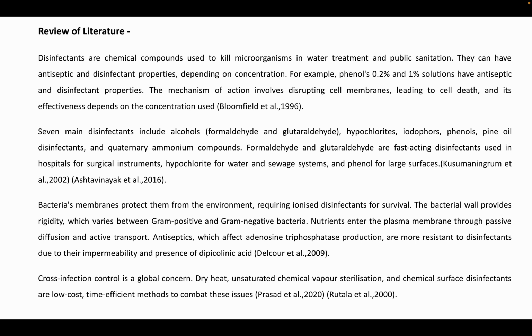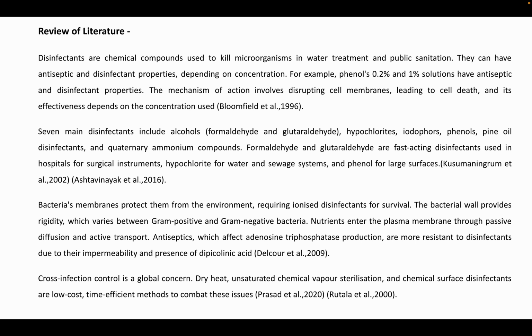For example, phenol at 0.2% concentration behaves as an antiseptic, which is harmless to the tissue, but at 1% concentration, it behaves as a disinfectant, which is harmful to the tissue. The mechanism of action involves disrupting cell membranes, leading to cell death, and its effectiveness depends upon the concentration used. There are several main disinfectants which include alcohols, hypochlorites, iodophores, phenols, and quaternary ammonium compounds.